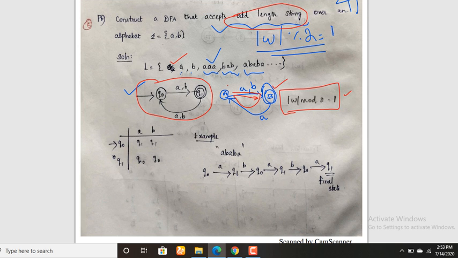Next, we have to write the transition table. These are the number of states. Here Q0 is the starting state, Q1 is the final state. These are the input symbols. These are the mappings. Finally, this is the example.